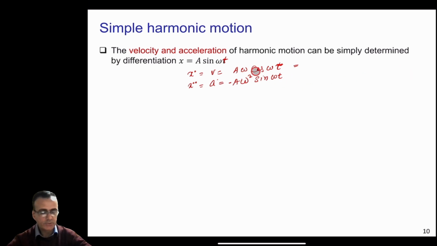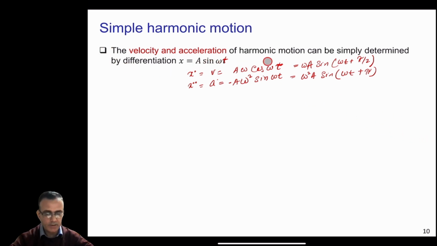And now we also know that the cos can be changed to sine if you want to make it equivalent to this equation here. So it will become omega a sine omega t plus pi by 2, and then this will become equal to omega square a sine omega t plus pi here. So this means that we can also write the velocity and acceleration in this form here.